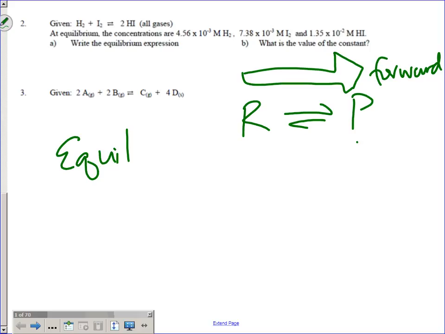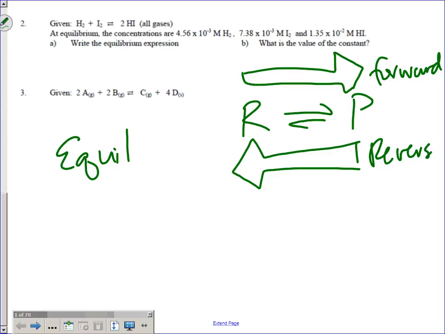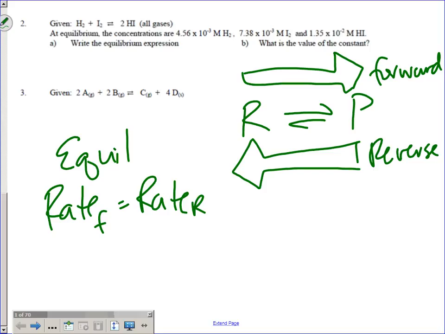But then the reverse direction, or the reverse reaction, is going from products to reactants, meaning the reverse is occurring. So what he's saying is that the rate of both of those occurring is exactly the same. So the equilibrium is when the rate of the forward equals the rate of the reverse. And that's likely just the generic definition.